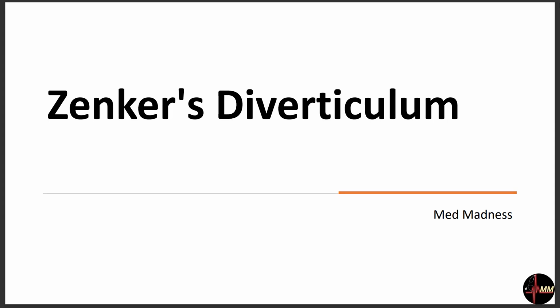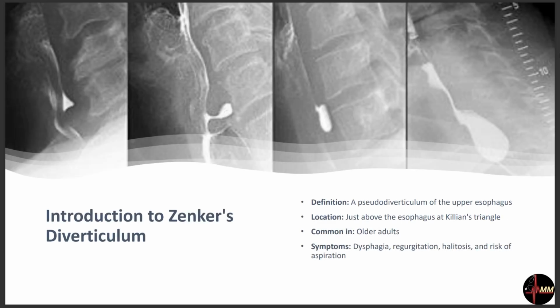Today we're diving into Zenker's Diverticulum. This is a pseudo-diverticulum of the upper esophagus, located just above the esophagus at Killian's triangle. It commonly affects older adults and can lead to symptoms like dysphagia, regurgitation, halitosis, and a risk of aspiration.